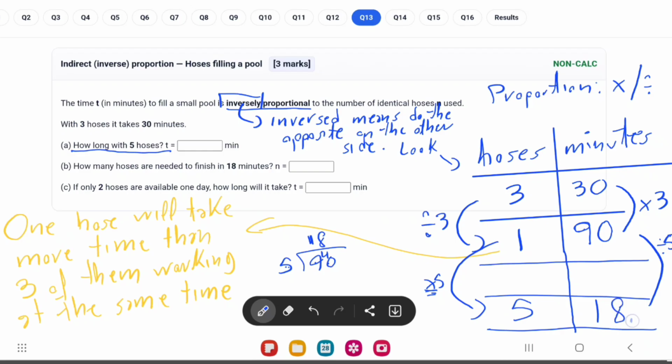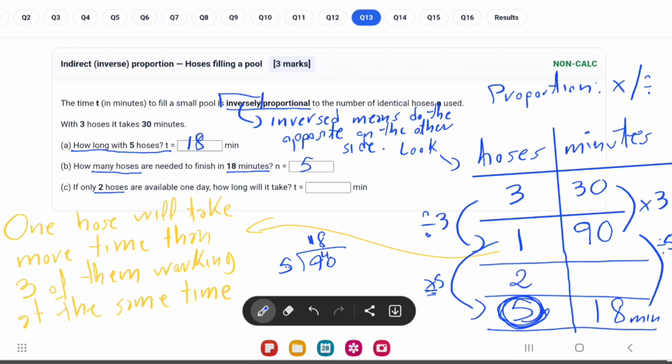Now, if you look at the columns, you got 18 minutes already. That's the answer. How long will it take? 18 minutes. But the second question is a little bit easy. It says, how many hoses would you need to take 18 minutes? But they give you that already. It's 5 hoses. And the only one to do is 2 hoses.